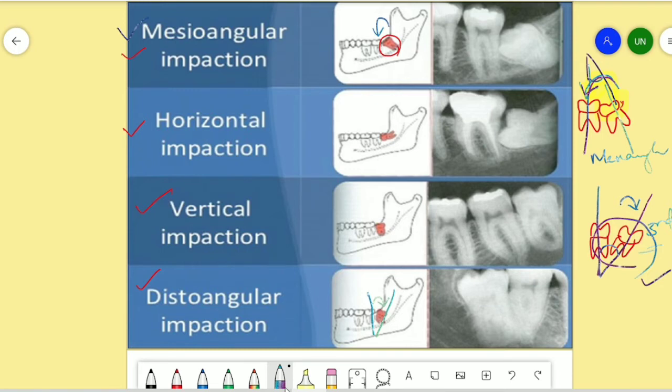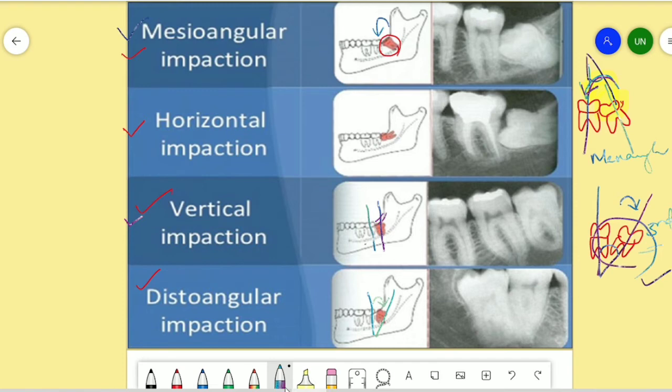Now, vertical impaction is where the long axis of the second molar is parallel to the long axis of the third molar. This impaction may be due to the soft tissue or due to the bone. It is not the kind of impaction where the path of eruption is obstructed by the other tooth here.